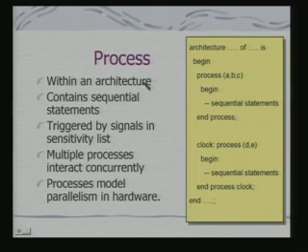Now, what does a process actually give you? Within an architecture, it contains sequential statements triggered by signals in the sensitivity list. This is very similar to SystemC, and multiple processes can interact concurrently. So, this is a set of sequential statements, okay, and the sensitivity list comes from here.